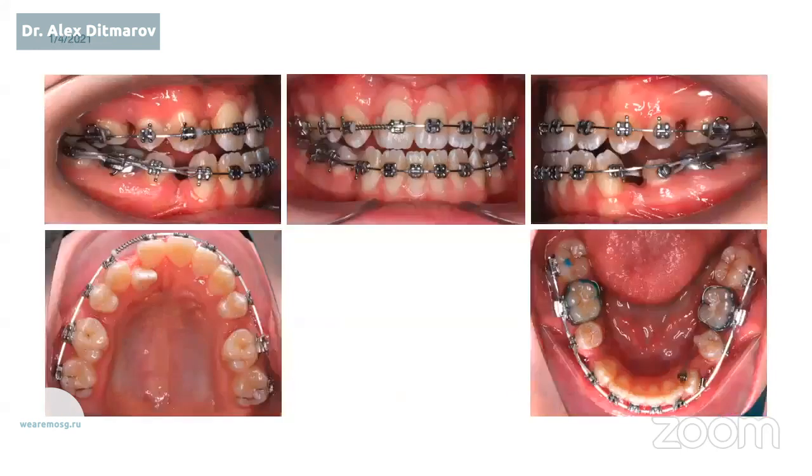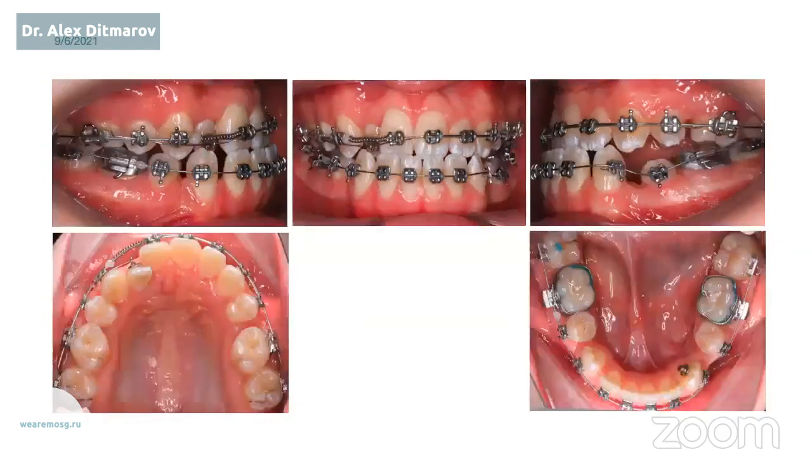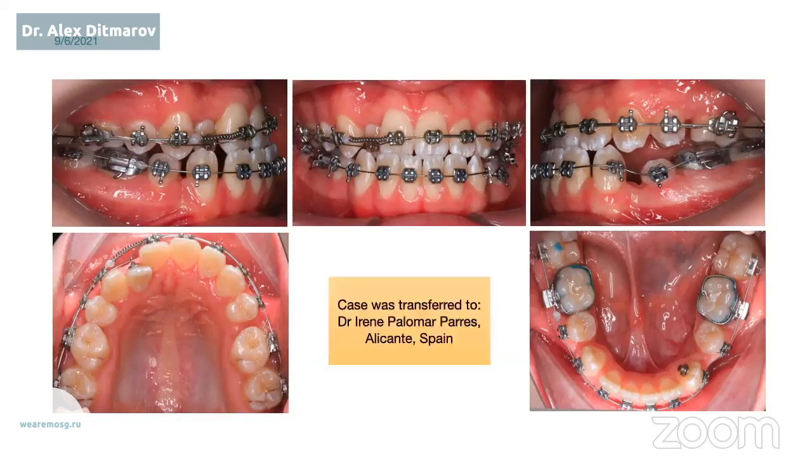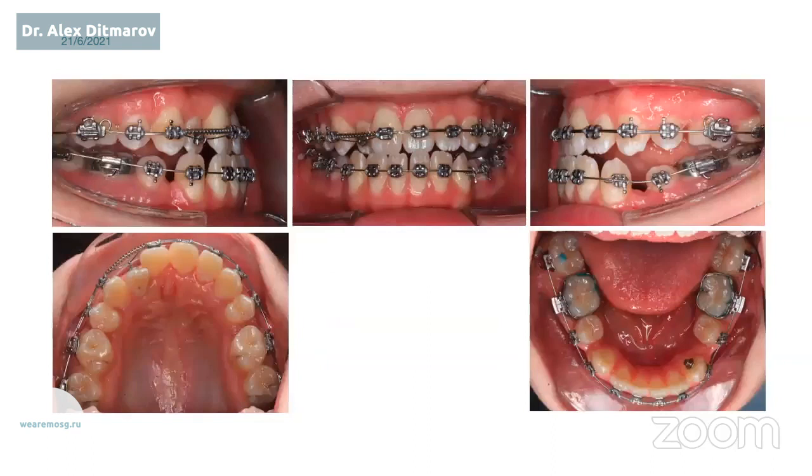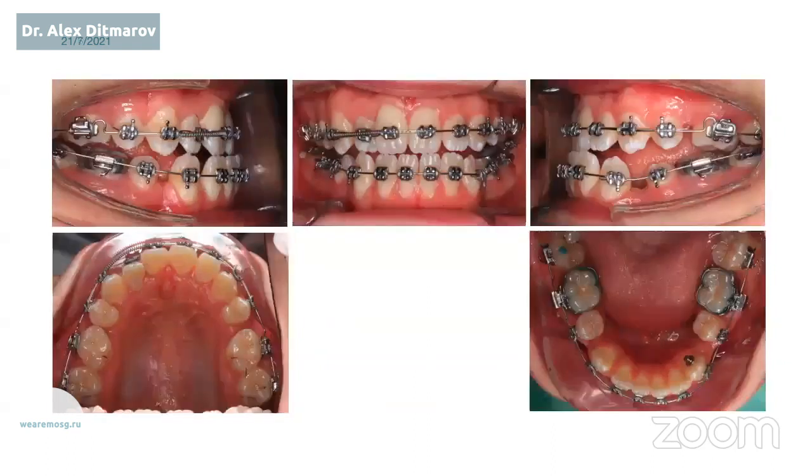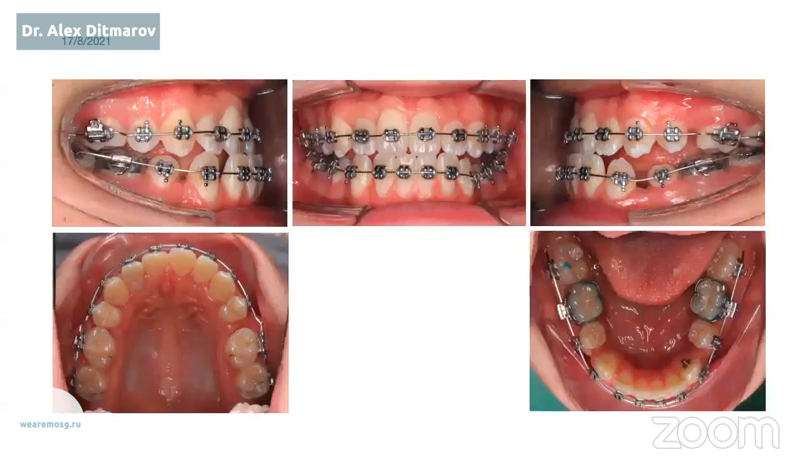Okay, so here you can see that I already started opening the space for his upper right lateral, and at this point, he was transferred to another country for continuation of treatment. He was transferred to Spain, to the orthodontist mentioned here, and she continued with my initial treatment plan, and she was very careful about documentation, very meticulous. She took photos each and every step of the treatment, and I absolutely like this approach.